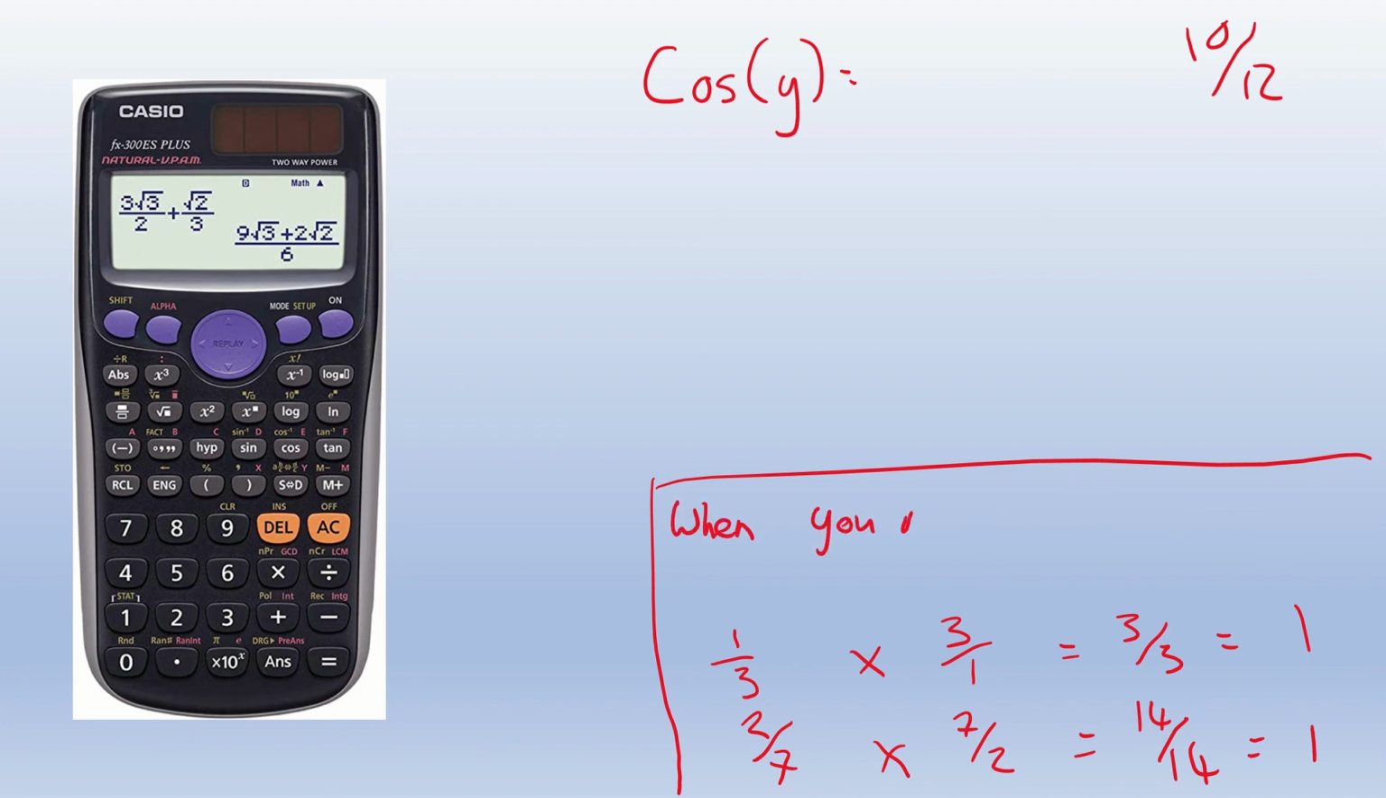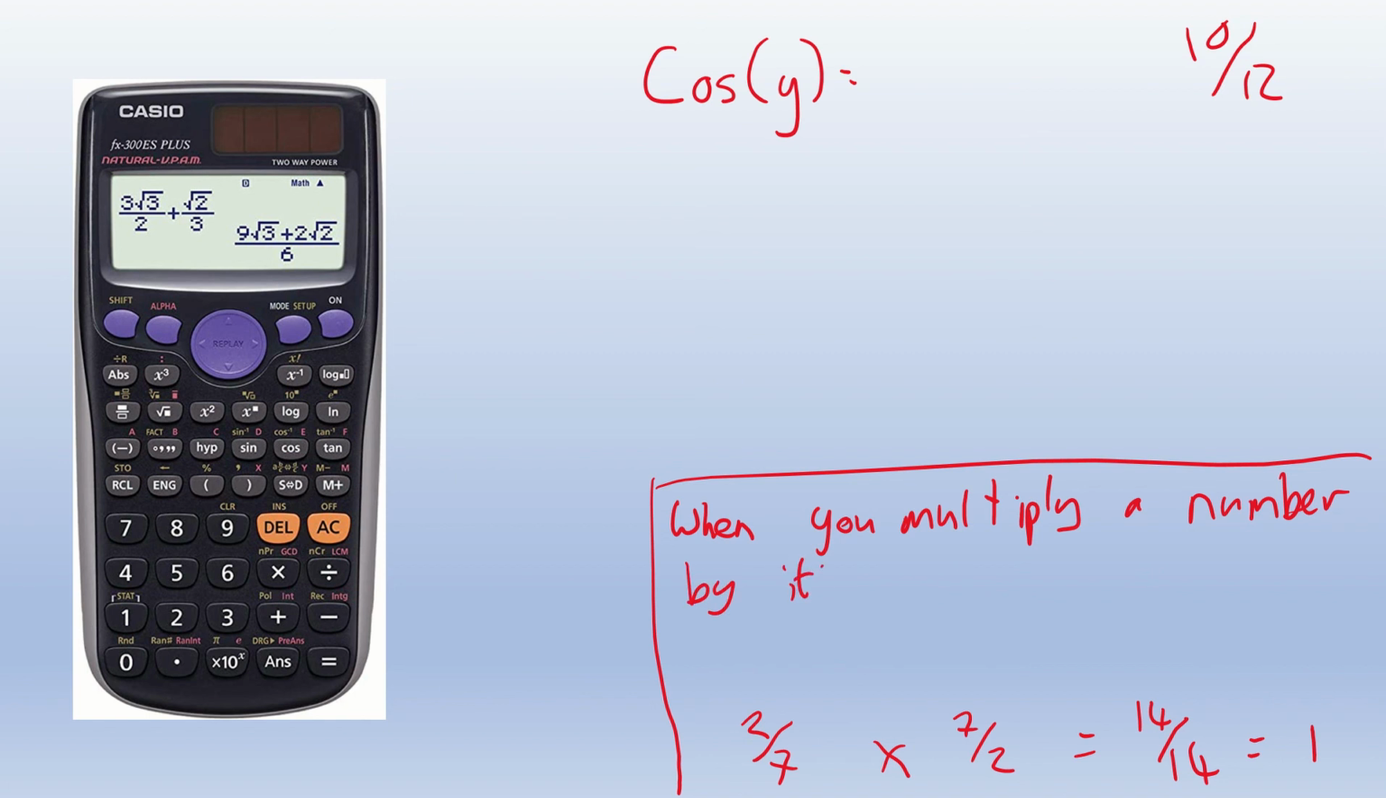So when you multiply a number by its inverse, you get 1. And I'll leave that as my example down there at the bottom. Alright, I know my writing isn't the best, but I hope you can make that out.